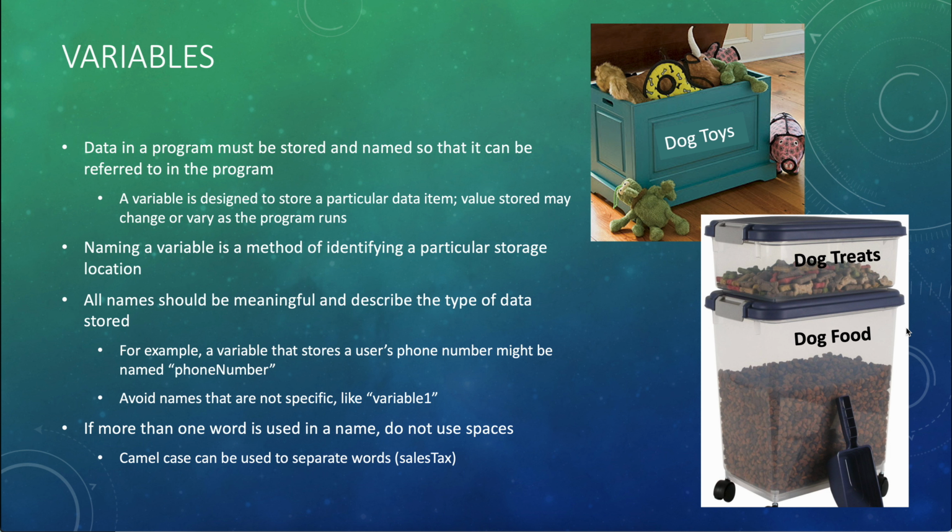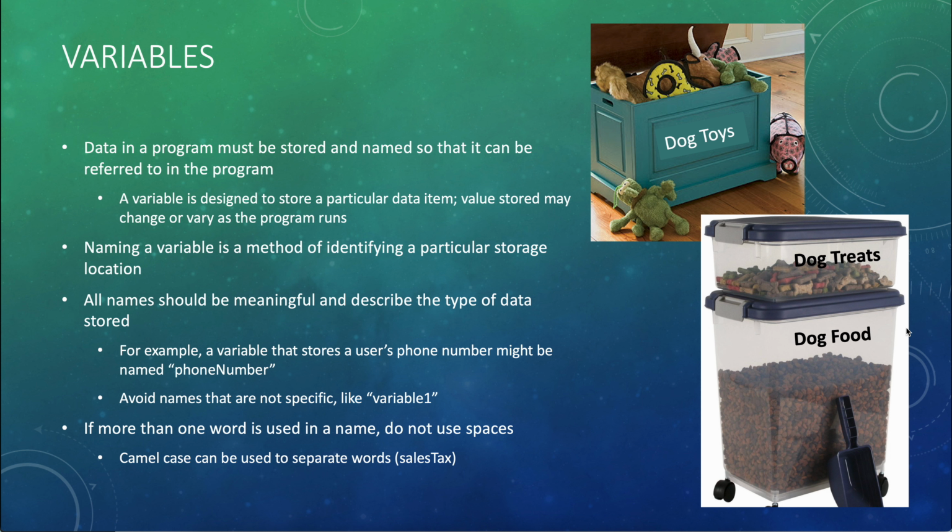Naming a variable is a method of identifying that particular storage location. So instead of having to figure out exactly where in the computer this information is stored and refer to it in some computer language code that we don't really understand as humans, we have variables which allow us to name something with a meaningful name. So we can type in whatever name we want for a variable within certain rules.